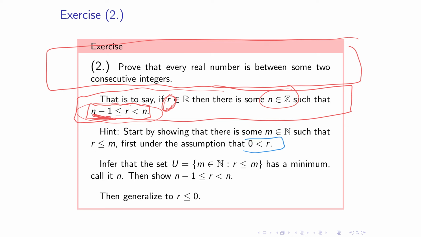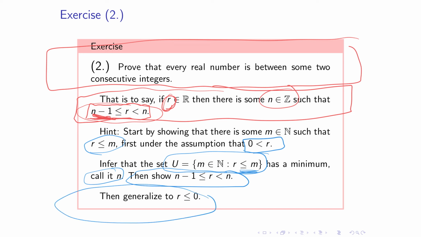Well, let's take the assumption that our real number is strictly bigger than 0. We know from earlier stuff that there must exist some natural number which is bigger than r. You can form the set of all such natural numbers, know that it has a minimum, just like before. And then for this minimum, for the choice that we just made, you can show that it is the thing that satisfies this inequality. And then finally, once you have all that, then you can generalize to the case where r is non-positive.